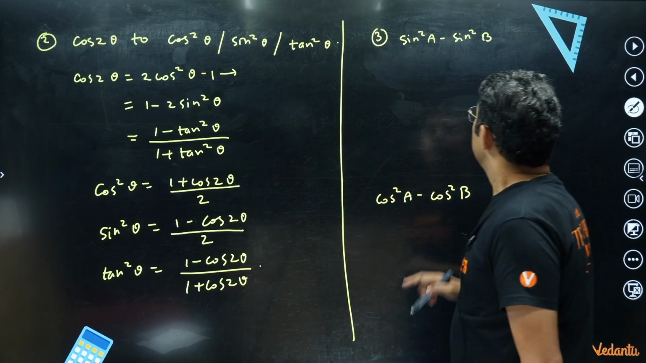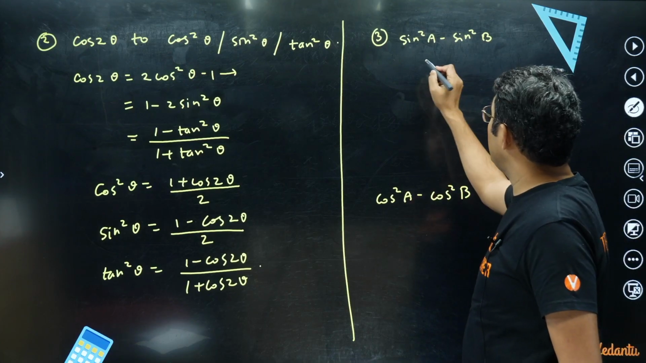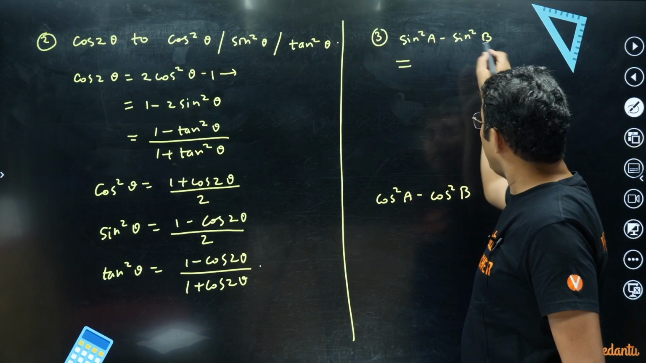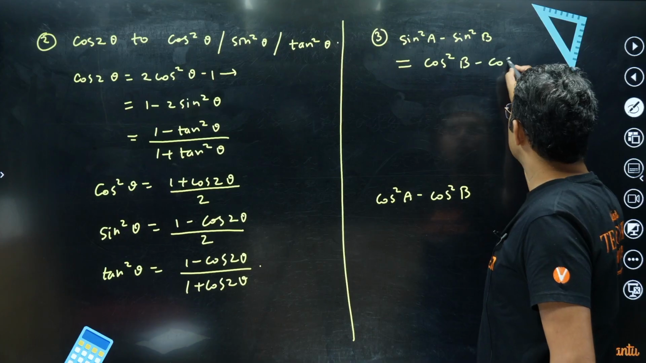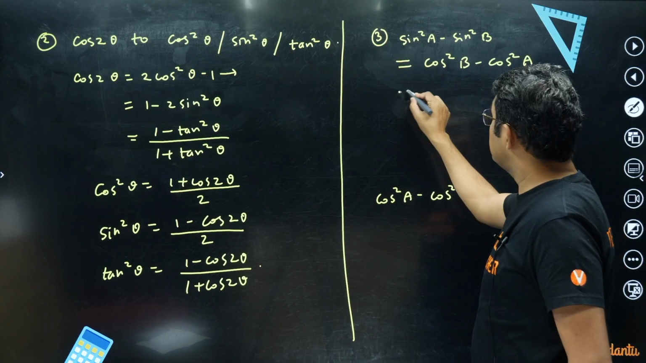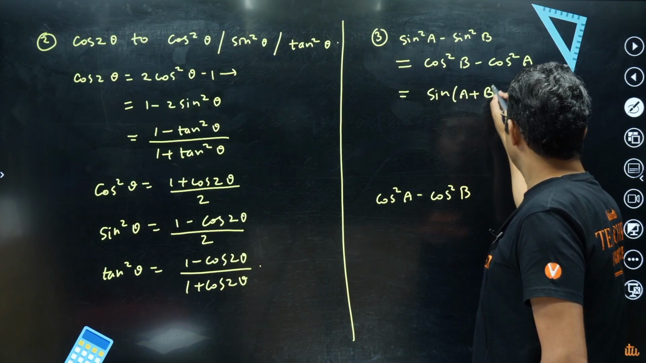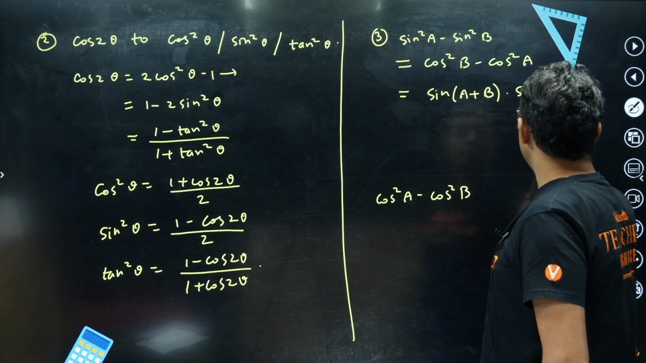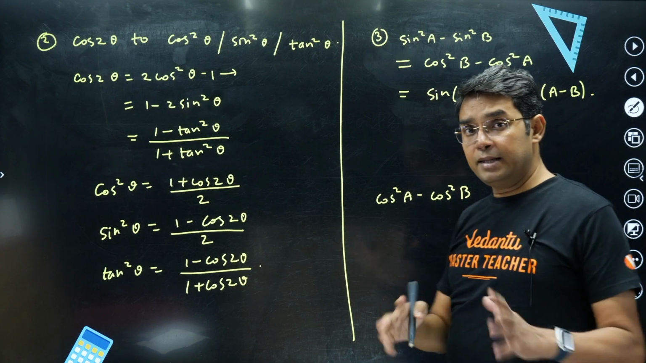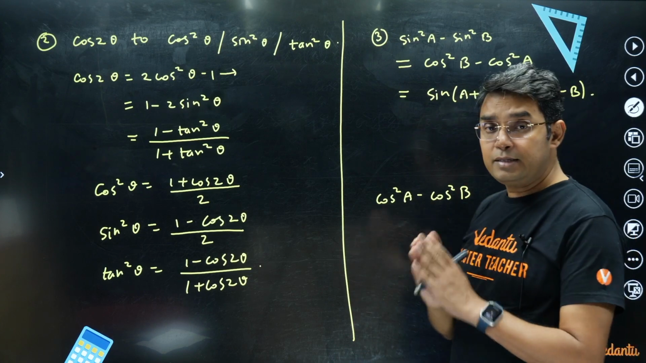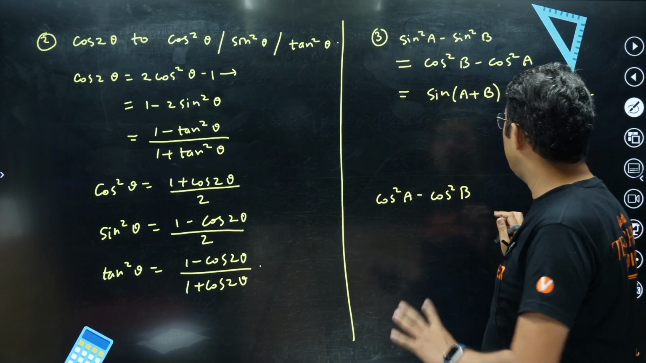Then sin square a minus sin square b formula. Dear students, sin square a minus sin square b, you can also write this as cos square b minus cos square a. And this is actually equal to sine of a plus b into sine of a minus b. There are many other results, but whatever results I have found relevant to these questions, I have taken them here.